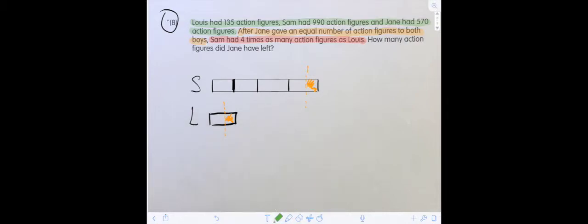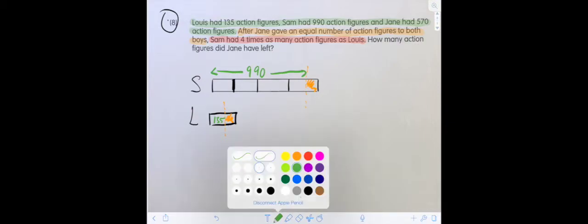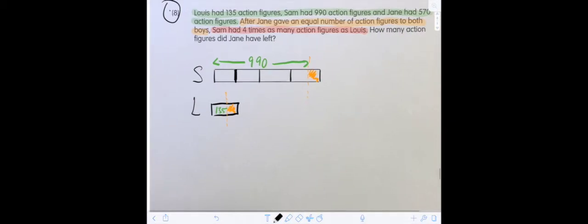So when you're looking at this now, we're going to try to work our way to what happened in the beginning. In the beginning, without what Jane gave, Louis had this amount. Sam had this amount, 990. So at the end, Sam has 990 plus what Jane gave. And this little portion here, which is what Louis had, is only 135. Let me draw inside, easier to see.